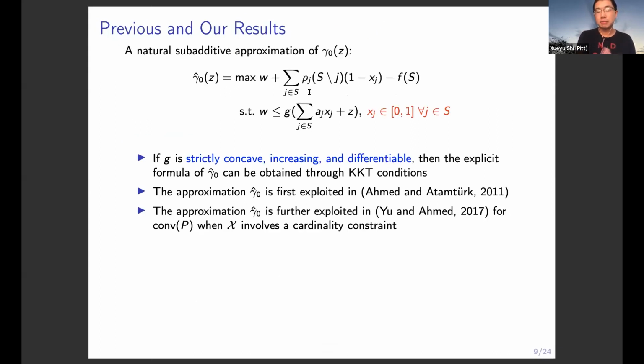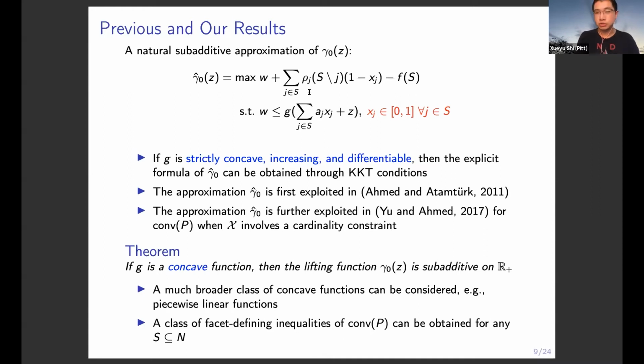In previous work, Atamtürk and Narayanan showed that by taking the continuous relaxation of the lifting function, removing the integrality constraint, they can obtain a subadditive approximation. If G is strictly concave, increasing and differentiable, then we can use KKT conditions to solve a convex problem and get an explicit formula for this approximation. This idea was further applied by Atamtürk and his PhD student Yu for the convex hull when the feasible region X involves a cardinality constraint. Our result is stronger. We show that we don't need any approximation because the lifting function gamma itself is subadditive.